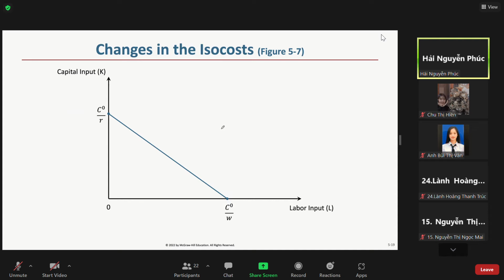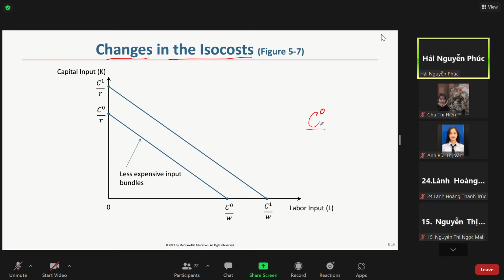Now let's take a look at the following. We are going to analyze the changes in the isocost. Suppose initially we have the budget of C0. It is our initial budget, the amount of money available for us to buy capital and labor inputs.